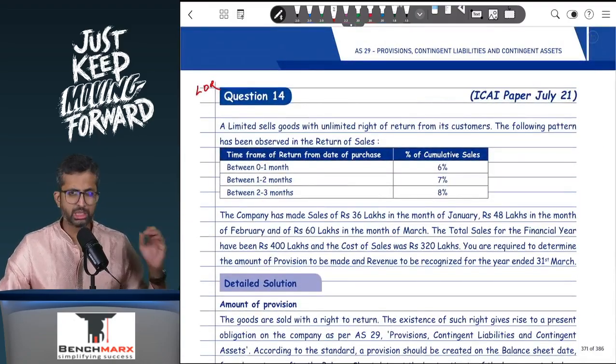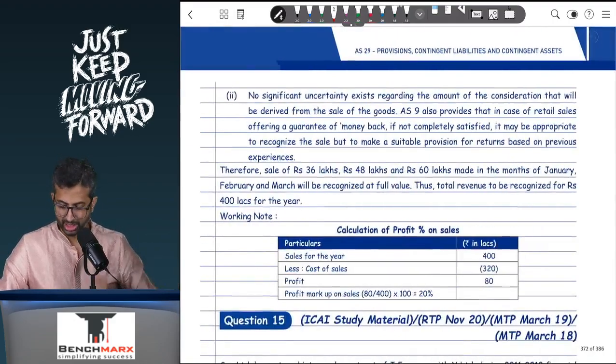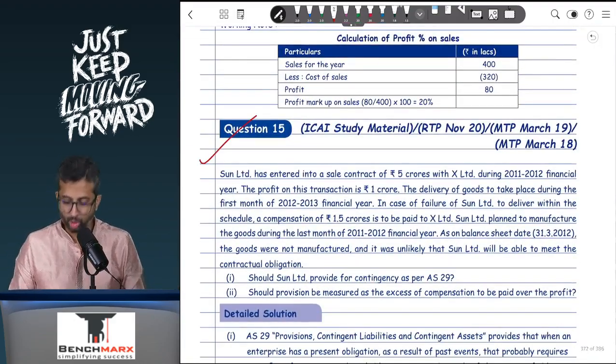Okay, next question 14. This is again a little tricky, this question. We'll do this at the end. We'll do the other questions. Let us go to question number 15.